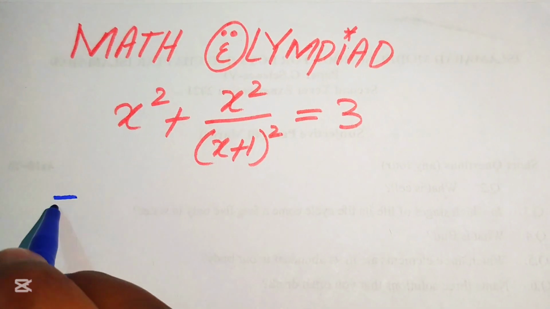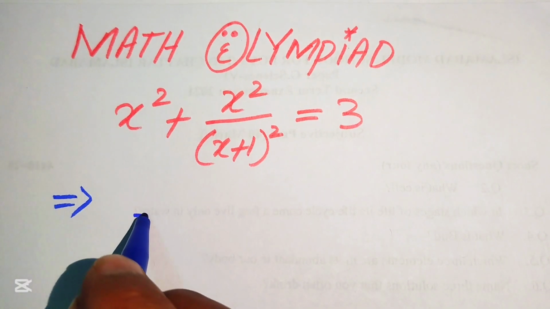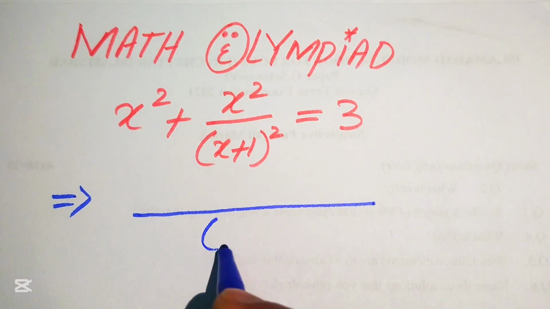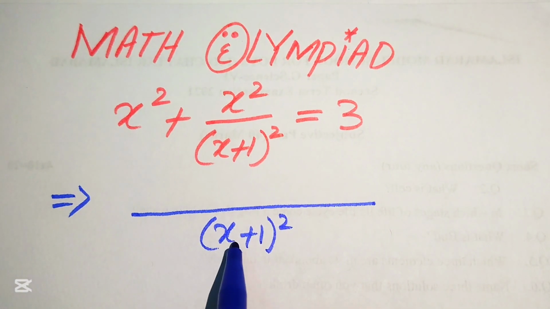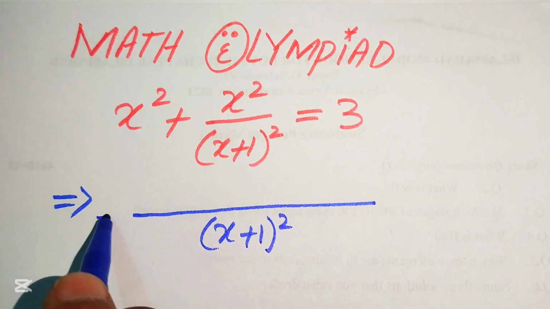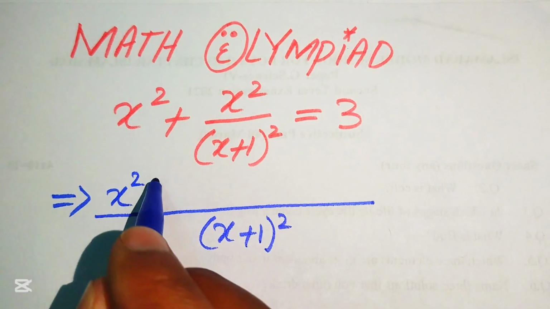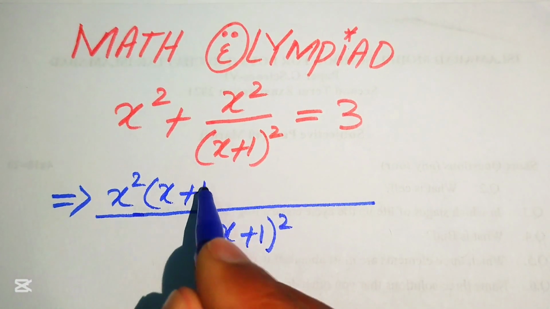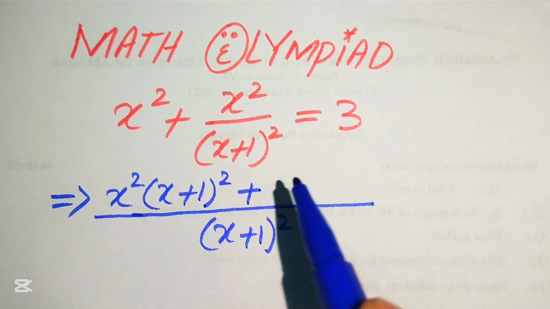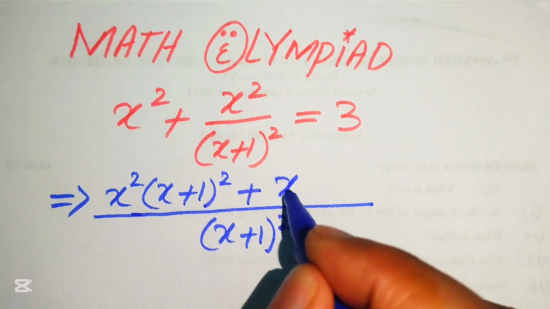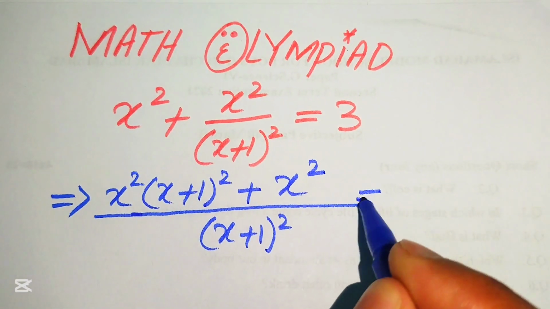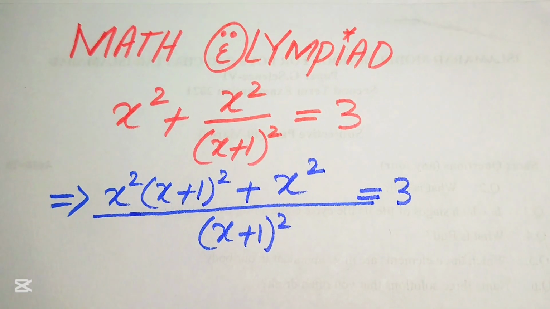So the very first step we are going to do is take the LCM of these terms, and you clearly see that the LCM is (x plus 1) whole square. So this (x plus 1) whole square is multiplied by this x square, and it will be written as x square times (x plus 1) whole square plus, when you divide (x plus 1) whole square by this term, then you get here only x square, and this whole equals 3.